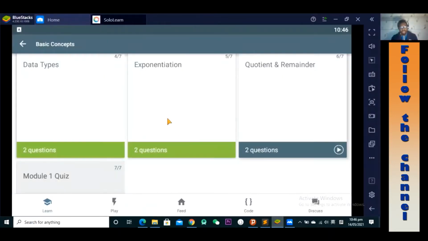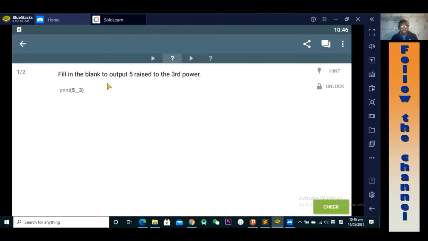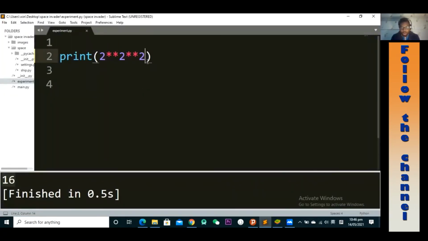If you go back to our exercise, you can see this is what they're trying to explain. Now we can go ahead and answer this question. They are saying fill in the blank to output 5 raised to the third power. So how do you raise 5 to the third power? I have to write 5 and then double asterisk and then 3, just like this. This means 5 has been raised to the third power.